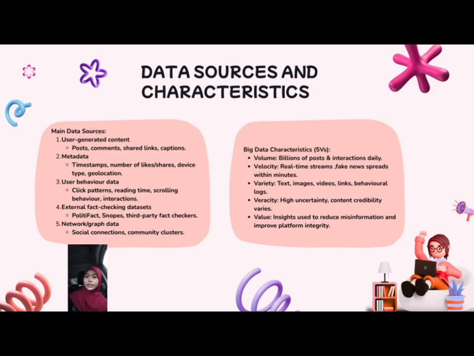In terms of the 5 V's of big data, first one, volume. Facebook processes billions of posts and actions every day. Second one is velocity. Fake news spreads very quickly, so the system must work in real time. Third is variety. The data comes in many forms: text, images, videos, reactions, and behavioral logs. Fourth, veracity. The data has mixed accuracy because some information is misleading or false. And the last one is value. Analyzing this data helps Facebook detect misinformation and protect users. That explains the key data sources and characteristics for this use case.